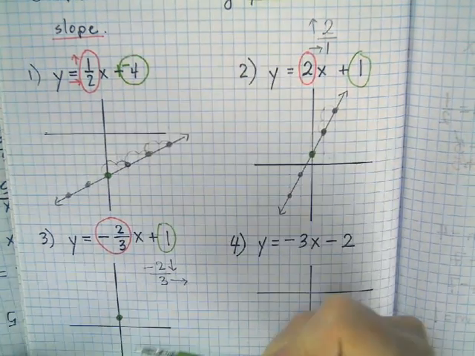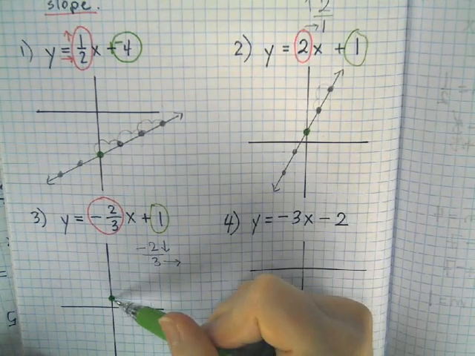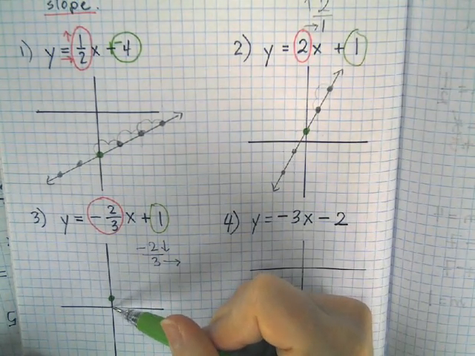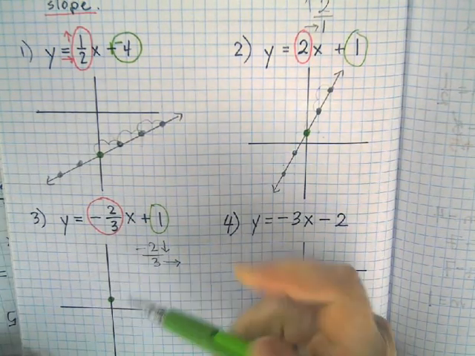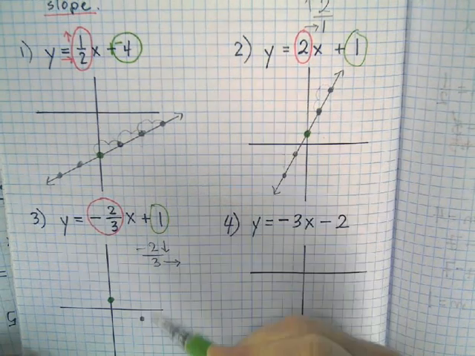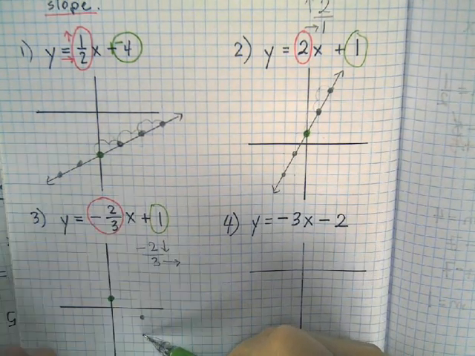So from my starting point, I'm going to go down 2. 1, 2, and then to the right 3. 1, 2, 3. I'm going to go down 2. 1, 2, and to the right 3.